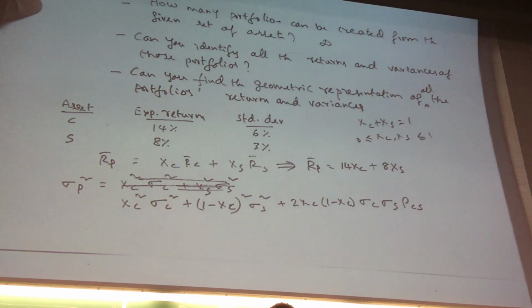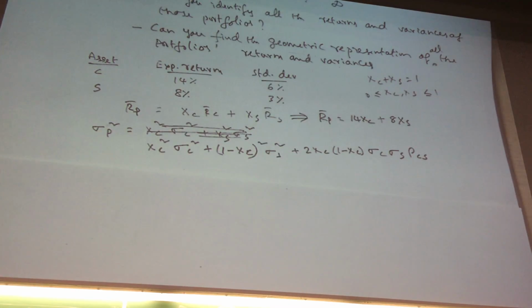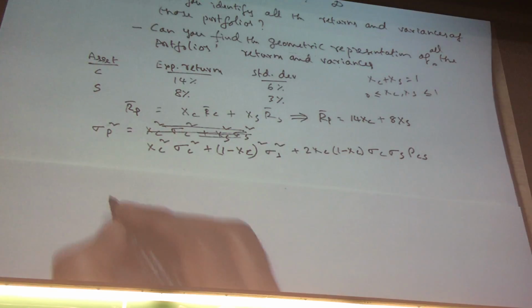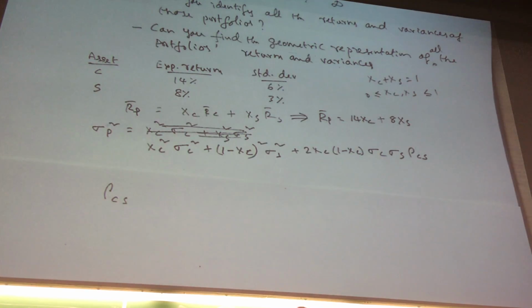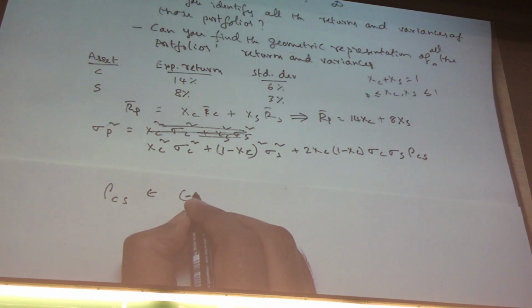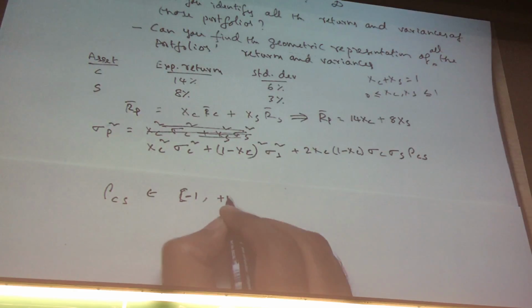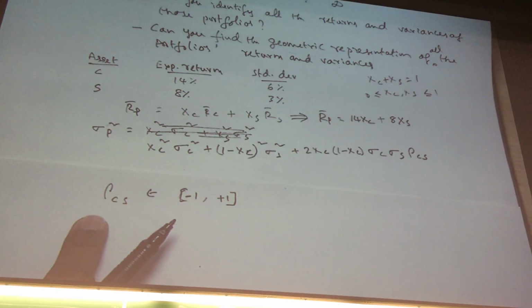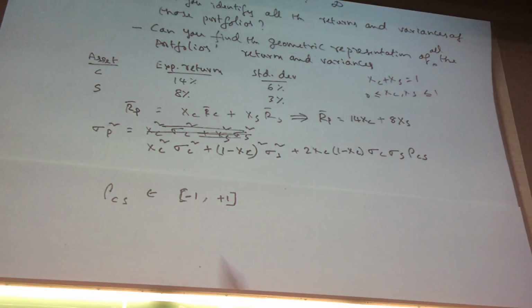Okay, nothing new here, but from now onwards we can get something new. Usually rho CS would be somewhere between -1 and +1. Rho CS belongs to the interval from -1 to +1. So any value could be given for rho CS. That is basically the correlation coefficient. Okay.